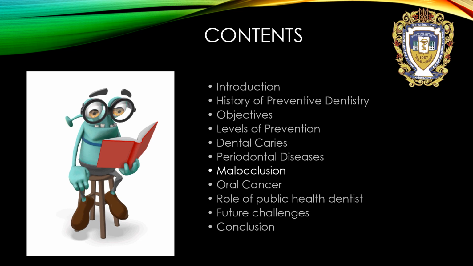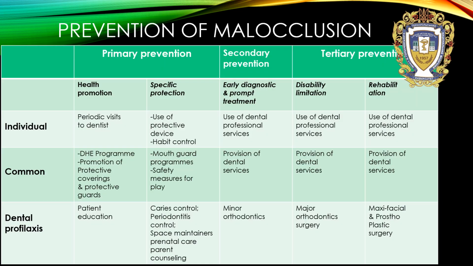What can we do to prevent malocclusion? The same scheme of prevention of malocclusion like previously. Individual prevention in primary level of prevention: periodic visits to dentist like health promotion, and use of protective devices and habit control like specific protection.